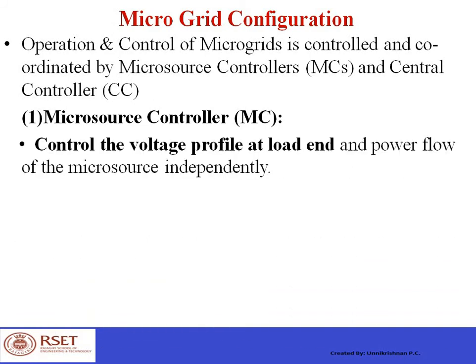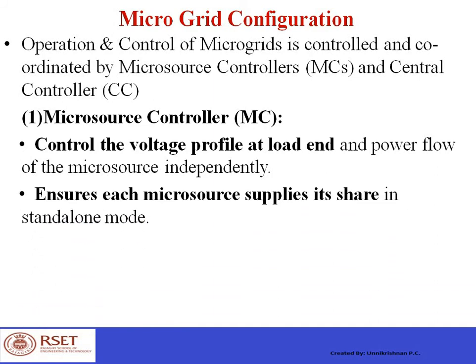The function of the MC is to control the voltage profile at the load end. So the voltage at the load end should precisely be constant, and it controls the power flow of the micro source independently. That is the main task of the micro source controller. Remember, every distributed generating unit has its own micro source controller. It ensures each micro source supplies its share in the standalone mode.